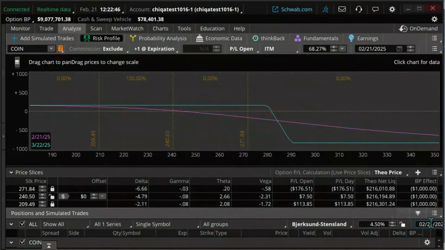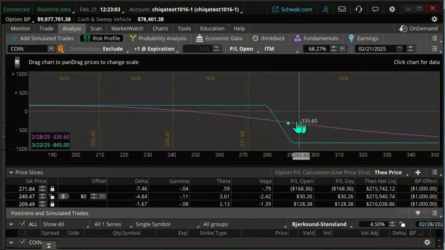Okay, well, let me do it this way. I have a larger font on this than I normally use just for demonstration purposes. But look what happens if I go to, say, 2/28 here. Look at what happens to that purple line. Did you see that? It just shifted on me.